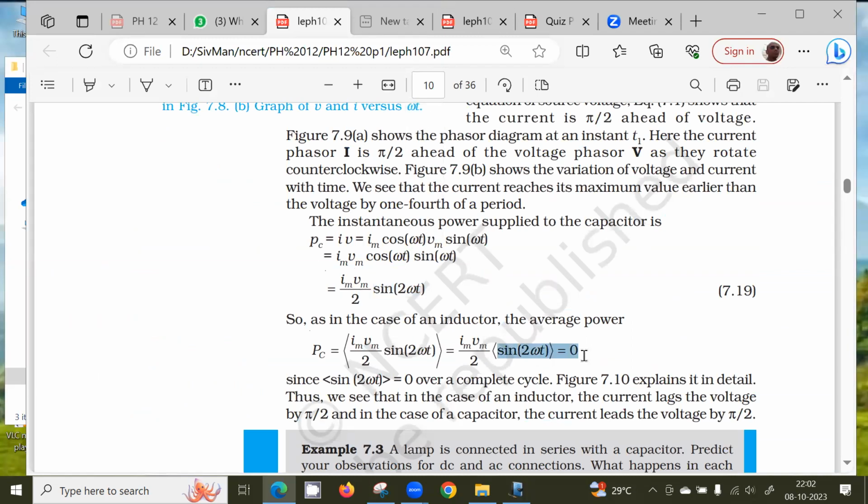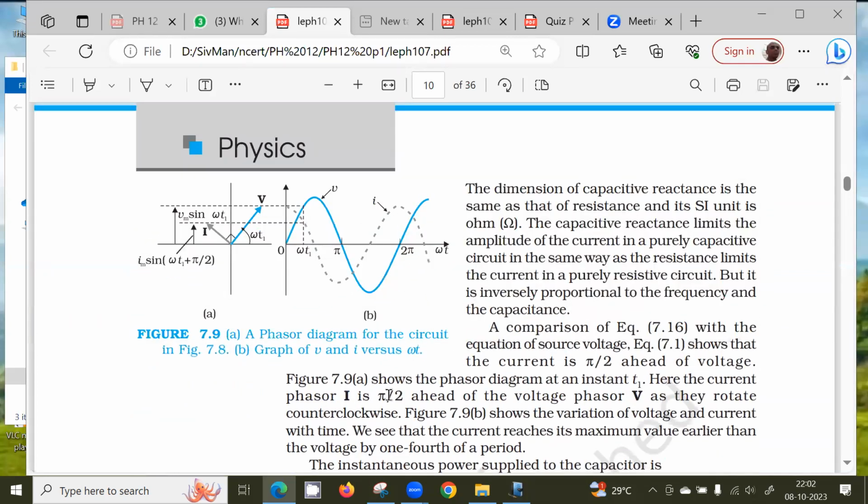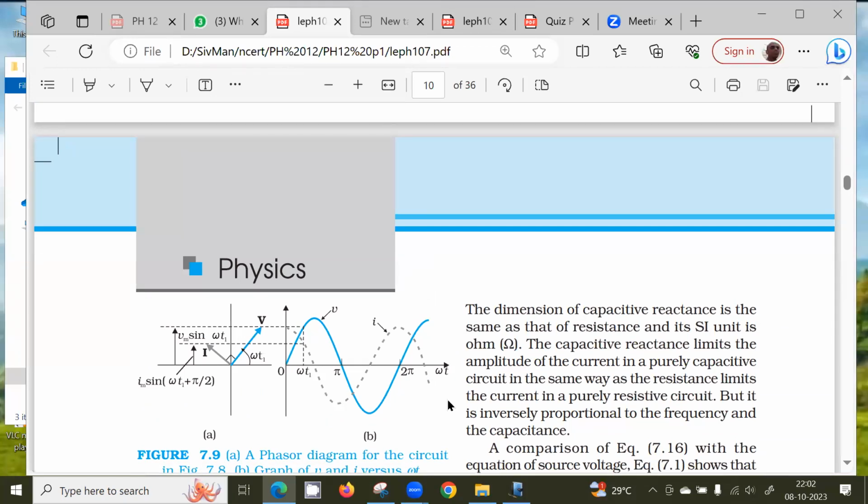So that's why the average power is 0. This is true for inductor and capacitor, because for both inductor and capacitor, one is sine, the other is cos.